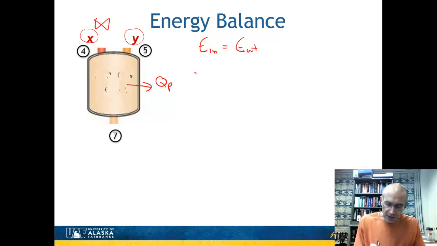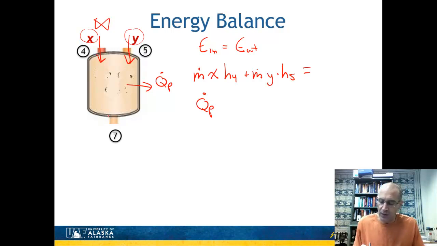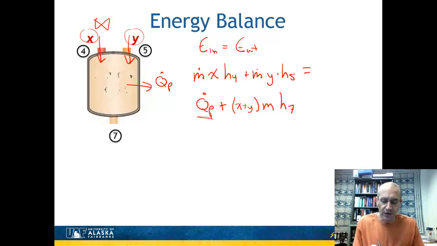And so the energy that goes in is going to be the mass flow rate times X, if I look over here, times H4. That's the stream coming in. We have that stream coming in there. So that's going to be the mass flow rate times the fraction Y times H5. And that is going to be equal to the energy going out, which is going to be Q sub P, the process heat. I'm writing this in a rate term, plus, and now X and Y times M, because the fraction X and the fraction Y added together, times H sub 7. So there's my energy balance for the process heater, and that's how I'm going to go ahead and get this value Q sub P.